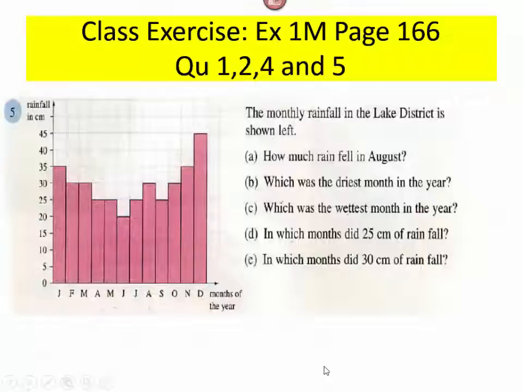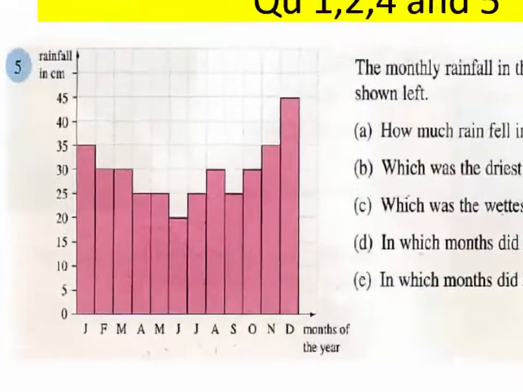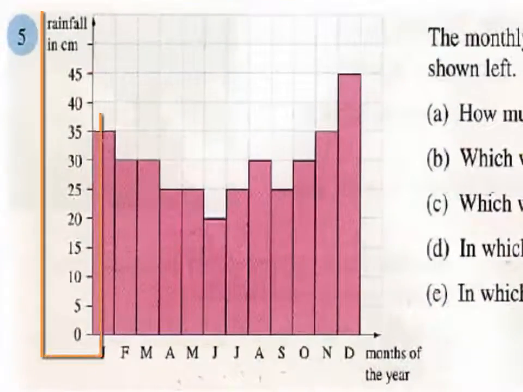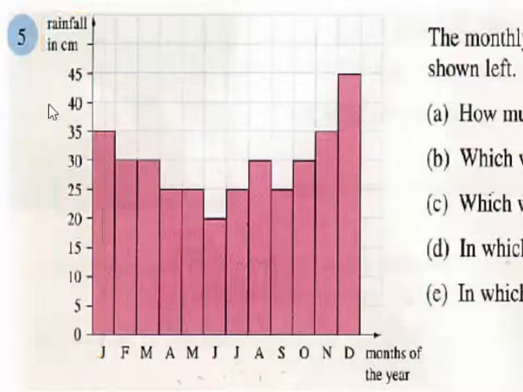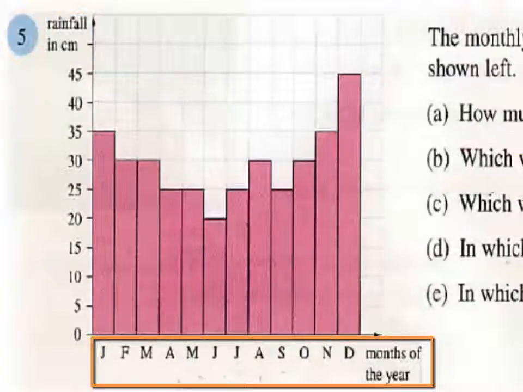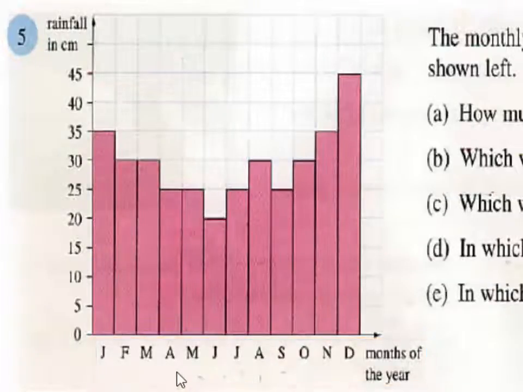Question 5 is all about rainfall. On the bar chart we can see on the y-axis the rainfall in centimeters, going up to a maximum there of 45 centimeters if we look very closely there. And on the x-axis we've got each of the months of the year. We're just showing the first initial: January, February, March, April, May, June, July, August, September, October, November, December. So the months of the year.